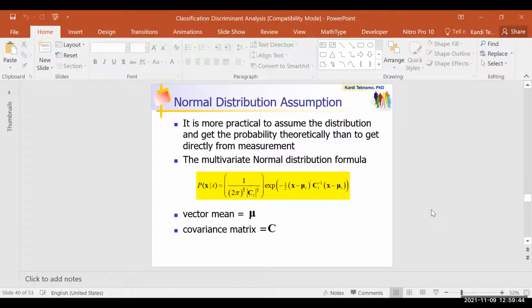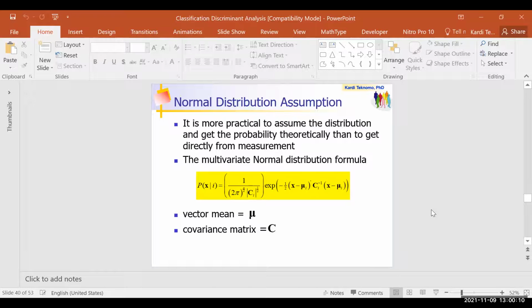So that's why we call it multivariate. The meaning of multivariate is you have many variables. So this is the formula of the probability distribution function of the normal distribution, given the class i, this is the measurement. How do you get that?